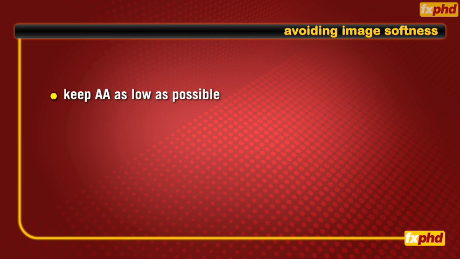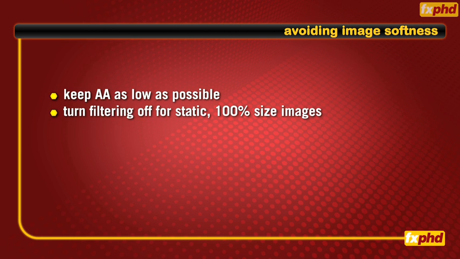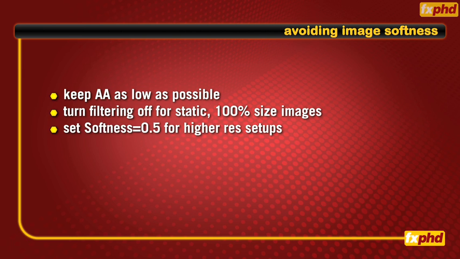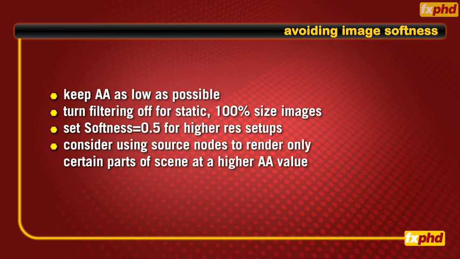In order to avoid image softness when you're working, keep the anti-aliasing settings as low as possible. Okay? Turn filtering off for static or 100% sized images, and if you need to move them, move them in integer units. Set the softness to 0.5 for higher res setups in order to maintain that quality while turning filtering off. And also consider using source nodes to render only certain parts of a scene at a higher anti-aliasing value, leaving your main action setup rendered at, say, one sample. Generally, I'll try and do all the work that I can at one sample anti-aliasing. And obviously, if you have 3D geometry in your scene, that's going to be pretty much impossible. But again, a good rule to follow, keep it low.